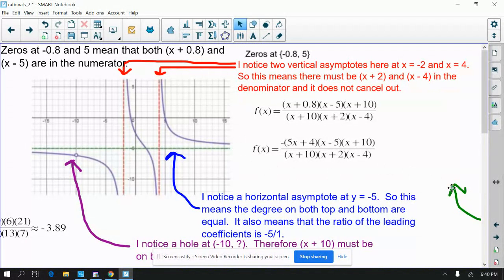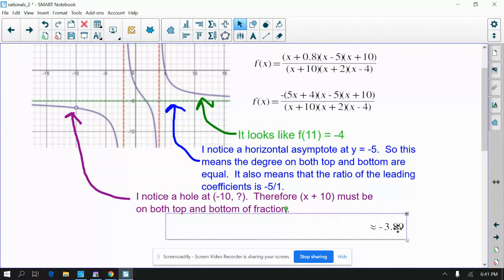And finally, I need to pick an ordered pair, and I just chose 11 at random. When x is 11, it looks like the result is -4. So here is my best guess. If I plug in 11 into x, do I get -4?